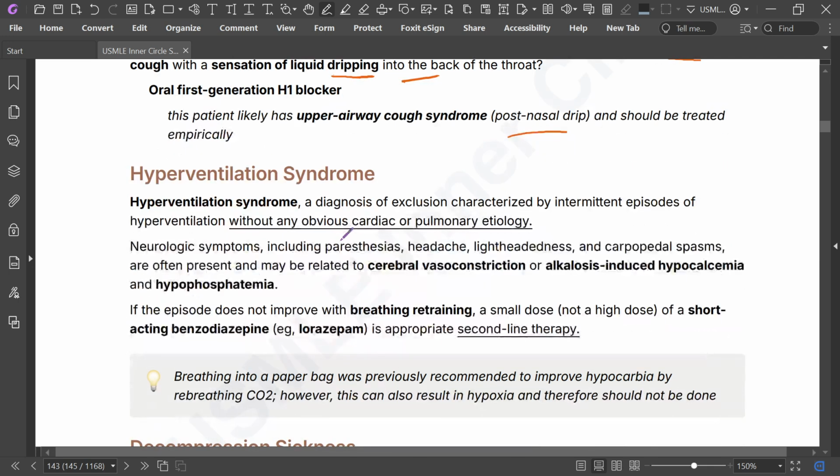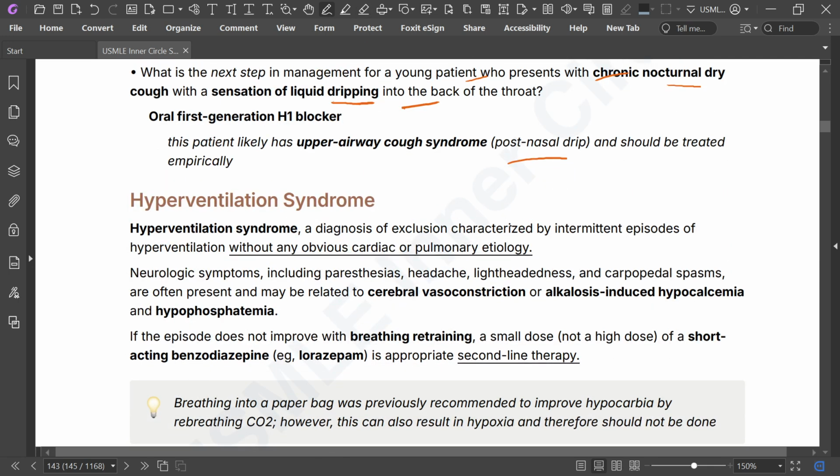Another important topic is hyperventilation syndrome. It's a diagnosis of exclusion, characterized by intermittent episodes of hyperventilation without any obvious cardiac or pulmonary etiology. Neurologic symptoms include paresthesia, headache, lightheadedness, and carpopedal spasm, often related to cerebral vasoconstriction or alkalosis-induced hypocalcemia and hypophosphatemia. If the episode does not improve with breathing retraining, a small dose, not a high dose, of a short-acting benzodiazepine, lorazepam, is appropriate second-line therapy.